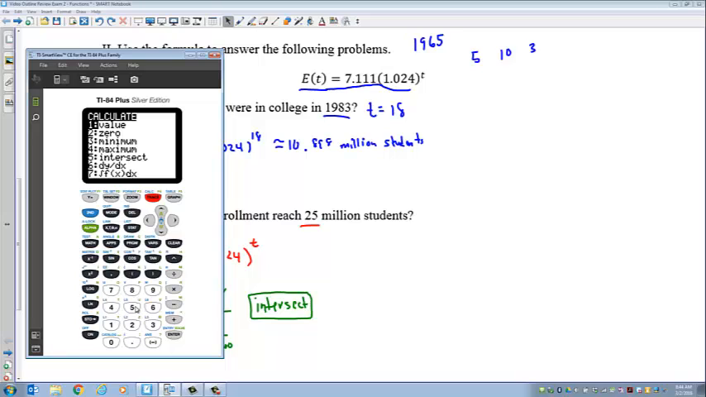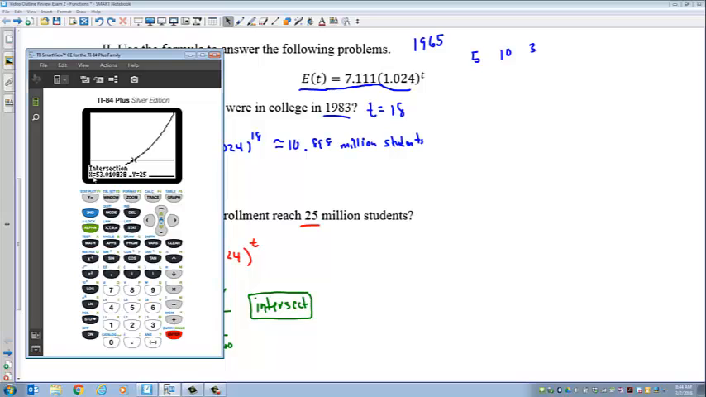which is intersect, so I just hit number 5, and then it walks you through it, right? So it asks some questions like first curve, yeah, that's the first curve. Is that the second curve? Notice they put the curves on top here, so y2 is 25. Yeah, that's the second curve. There's only one intersection point, so you just hit enter, and it'll jump right to it. So t is about 53 years.